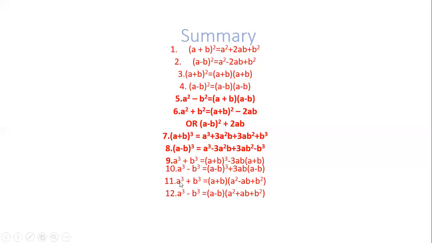And factorized form of a cube plus b cube: (a plus b)(a square minus ab plus b square). a cube minus b cube: (a minus b)(a square plus ab plus b square). So these are all the formulas I have summarized.